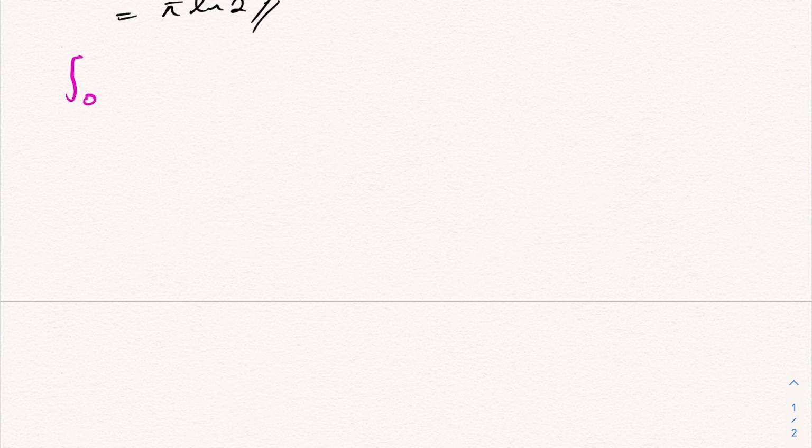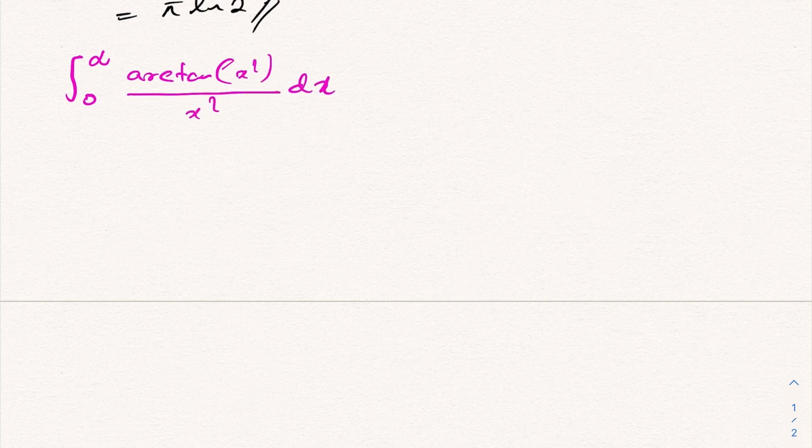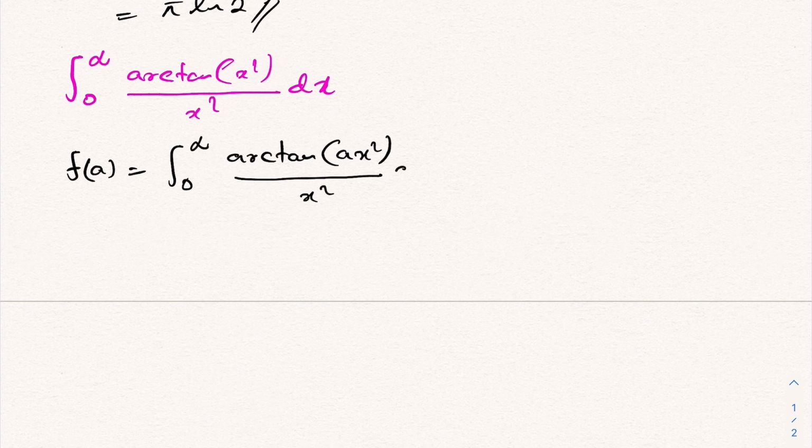Integral from 0 to infinity of arctan of x square over x square dx. Well, what do you think? How to evaluate? Okay, in this video, I'm going to use the Feynman technique. Therefore, I'm going to introduce the function f of a. F of a is equal to integral from 0 to infinity of arctan of a x square over x square dx. Then if we plug in 1, we know f of 1 is equal to our integral I.